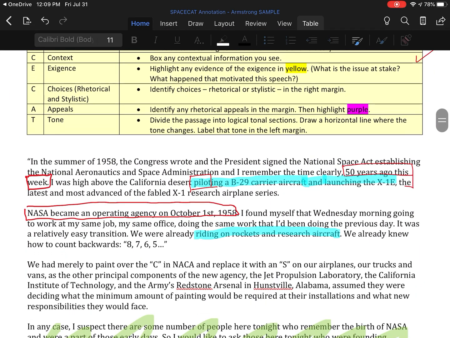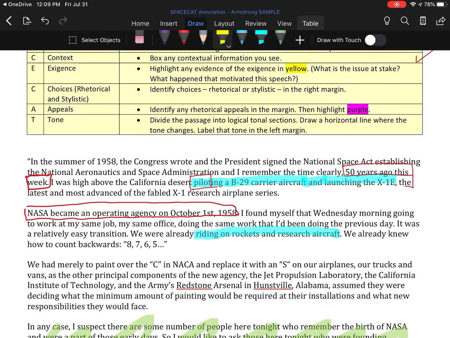go back down here, we could highlight the 50 years ago part, talking about how this is a celebration, okay, and how they're remembering what happened 50 years ago, and because that is the exigence for this particular speech, okay? All right. Now, in these first few paragraphs, what can we figure out for rhetorical or stylistic choices?